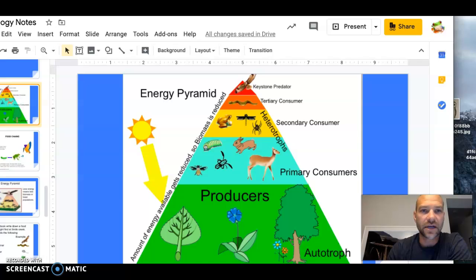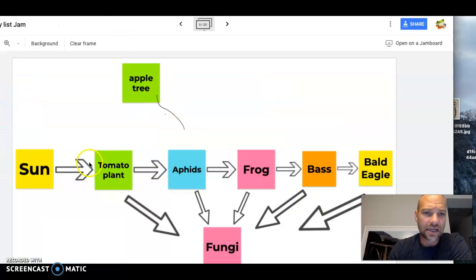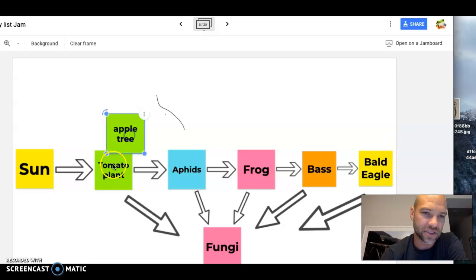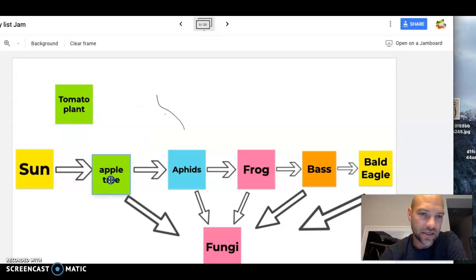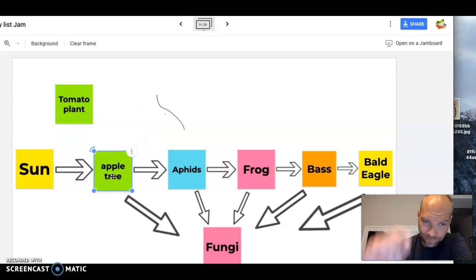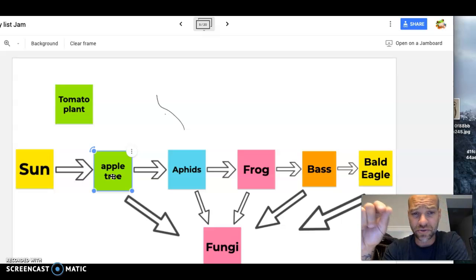So let's look at a few that you guys did last week. Sun gives energy to a tomato plant. I would say that's not really a Minnesota plant. Tomatoes came from South America. They will not exist here in Minnesota. They die. We propagate them in greenhouses and grow them from seeds every year. If you were to leave them out, they would die. So I would like to see that replaced by an apple tree. Apple trees are found in Minnesota. So the sun gives energy to an apple tree.